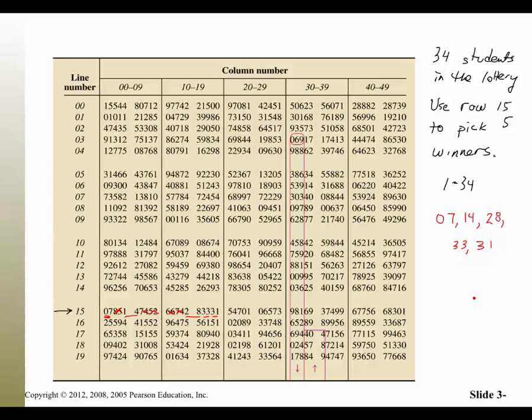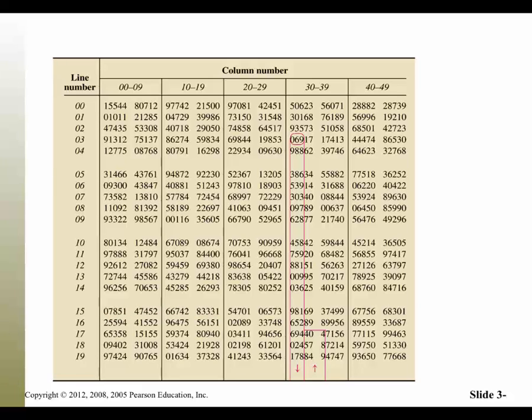Do you remember? Does that make sense? Any questions on that? So just a way of picking 5 random numbers. A little bit dated, right? Because we have lots of technology and computers that could do this kind of thing.